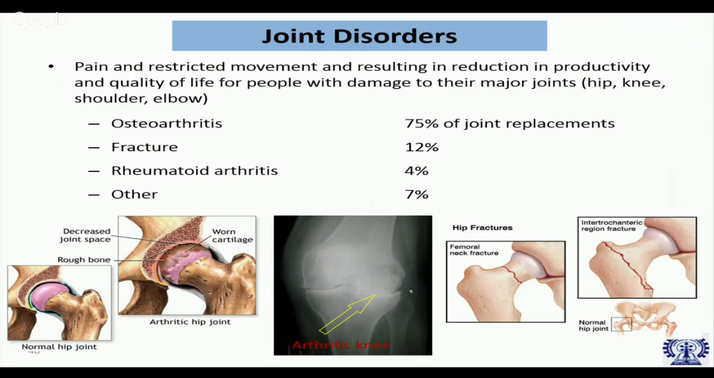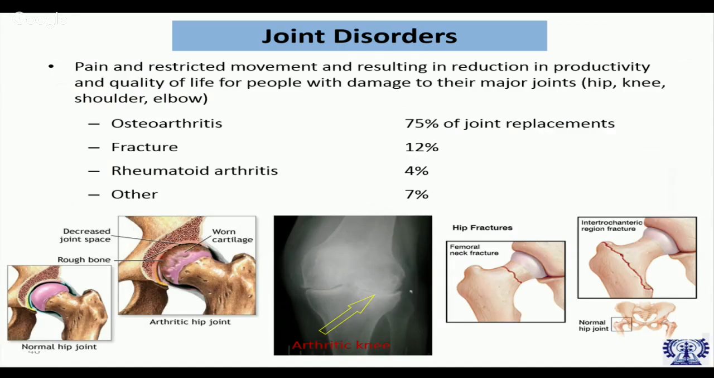Joint disorders are quite common, particularly with age and different problems and bone degenerative diseases. So we have a lot of osteoarthritic patients, 75% of whom are provided with joint replacements. There are traumatic fractures, road traffic accidents, and other types of injuries. Rheumatoid arthritis, which is an autoimmune disease, and there are other different kinds of joint disorders.